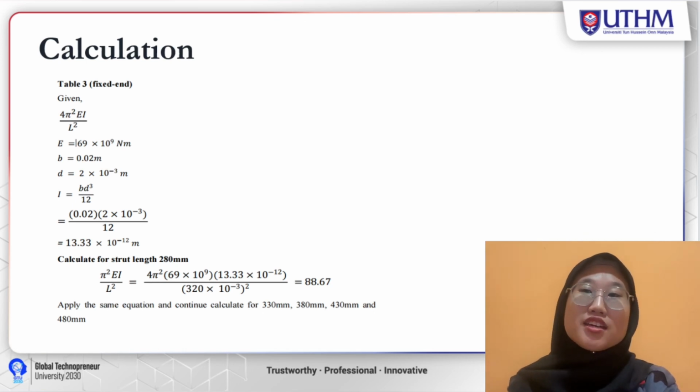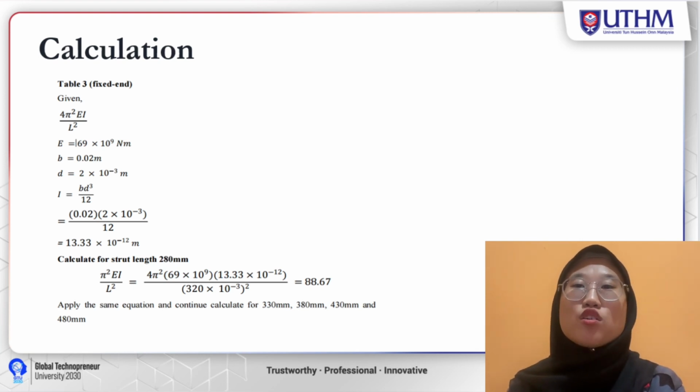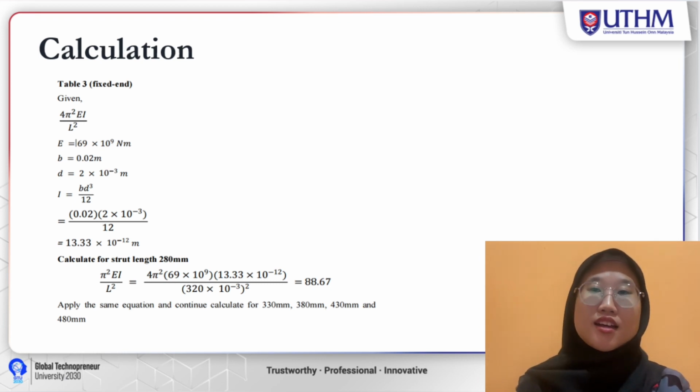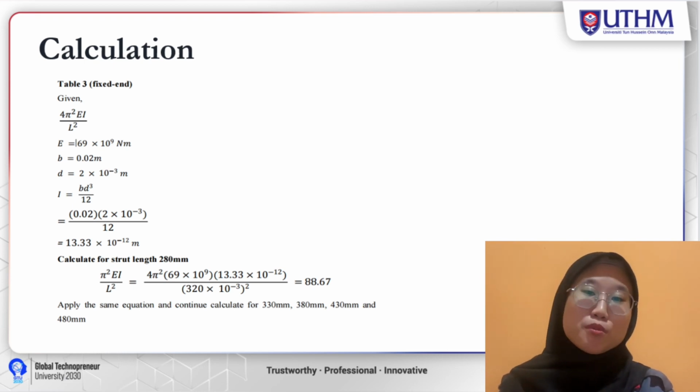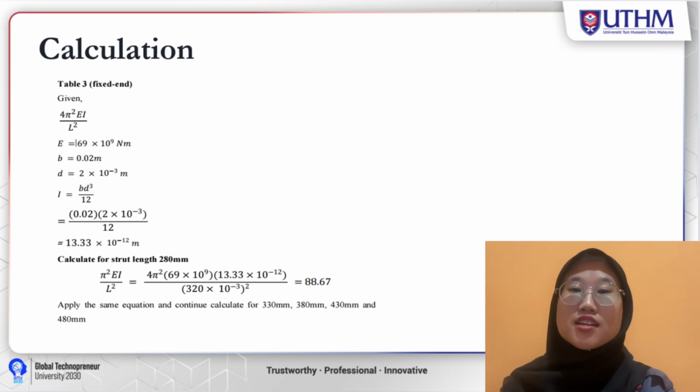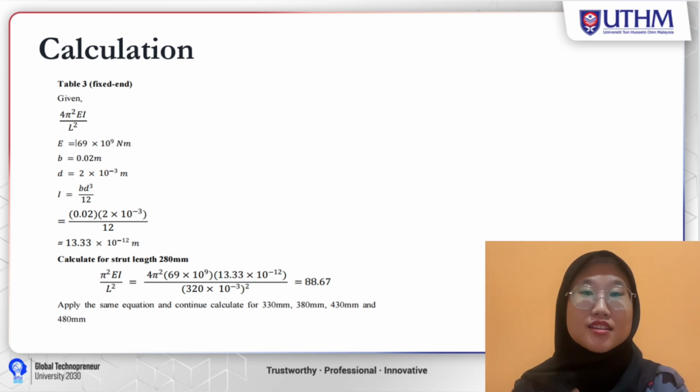So for table 3, for fixed N, we use the formula 4 pi squared E times I over L squared. So we use the same data as the previous table calculation. So we get 88.67 for strut length 280. So we apply the same equation and continue to calculate for 330, 380, 430, and 480 millimeter.